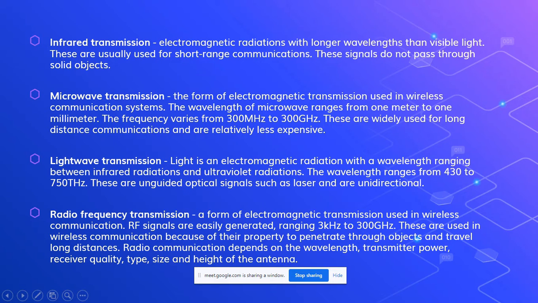Next, we have light wave transmission. Light is an electromagnetic radiation with a wavelength ranging from between infrared radiations and ultraviolet radiations. The wavelength ranges from 430 to 750 terahertz. Wow. These are unguided optical signals such as lasers and are unidirectional.